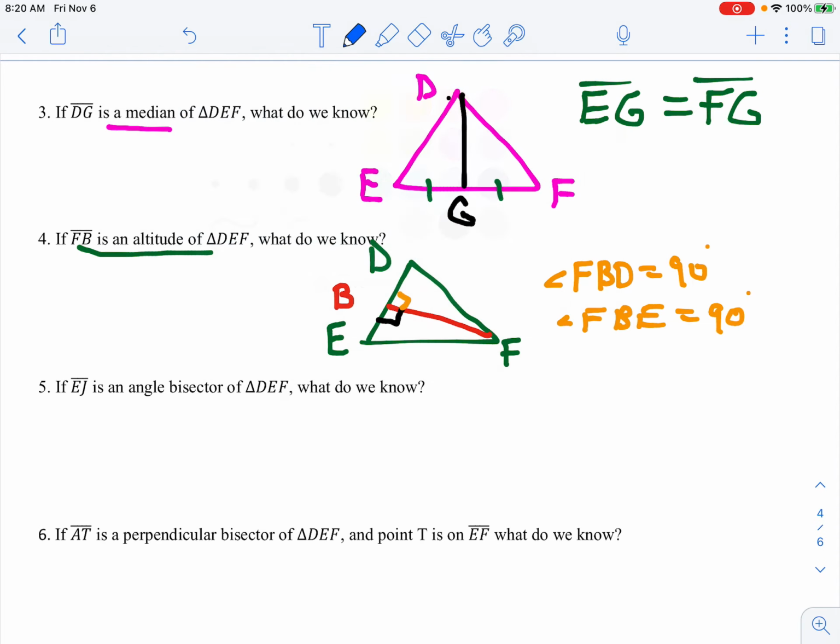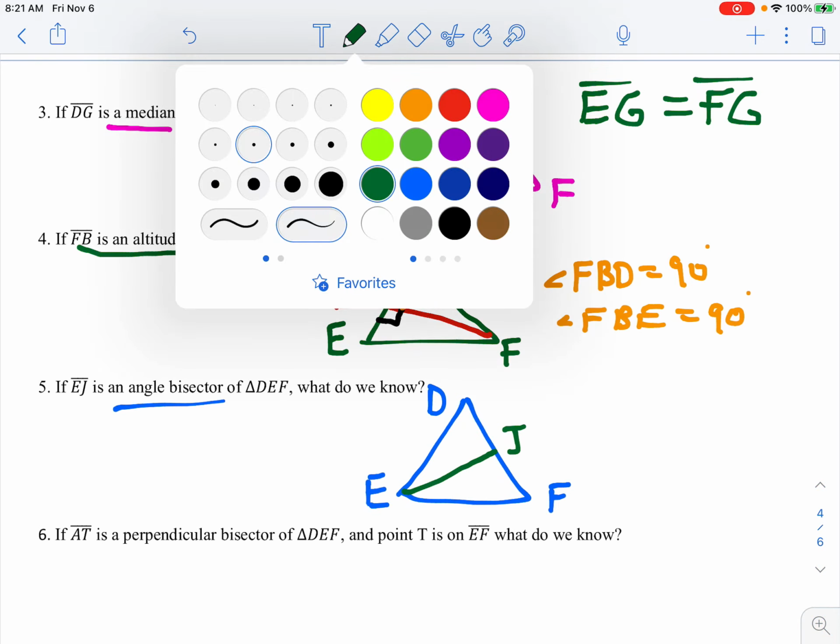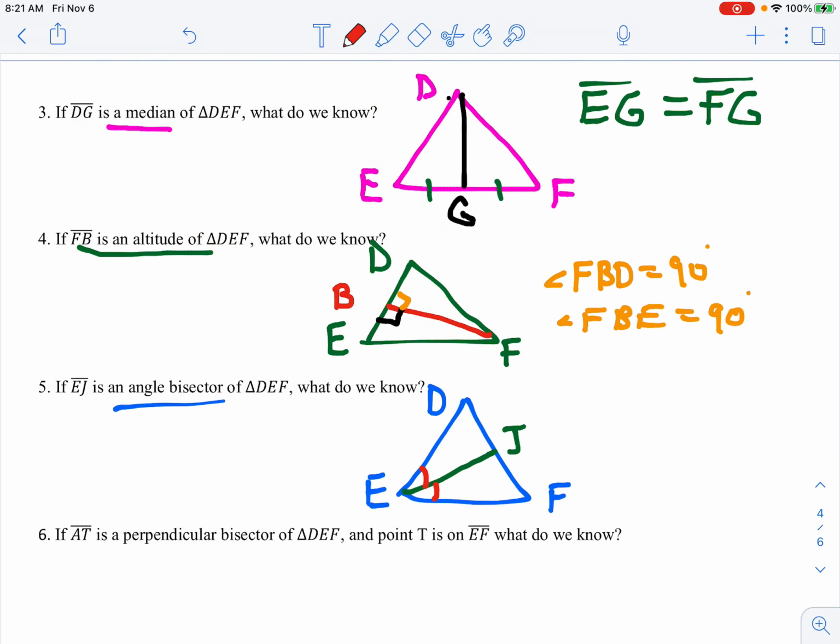Here we go. Let's see the next vocab word. It says angle bisector of DEF. So let's draw our triangle DEF. It says EJ, so I'm going to connect a line from E to the other line and call it J. This said angle bisector, so I know it splits angle E into two equal angles. I'm going to use three letters to label this. Angle DEJ has to be equal to angle FEJ. Remember, we use three letters. We trace those letters to form the angle.